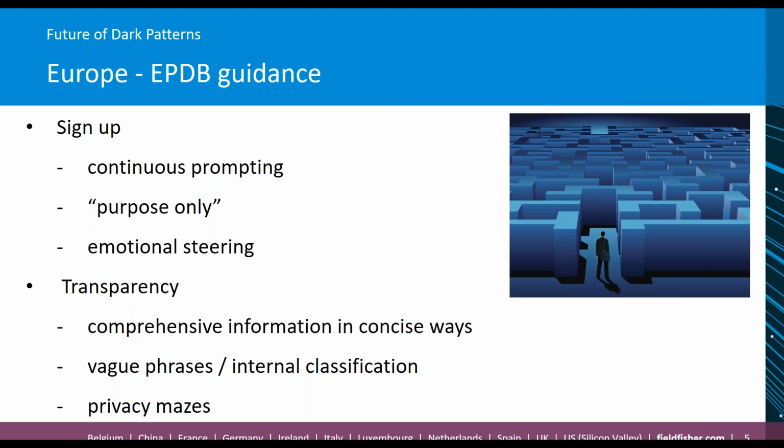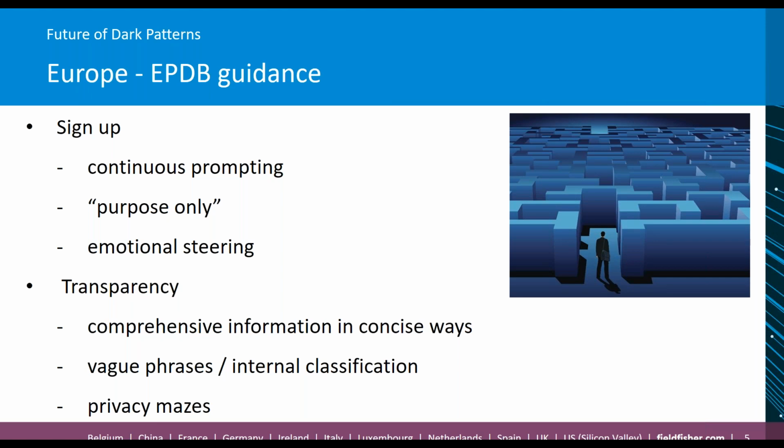And then on the transparency side, we know the regulators take transparency very seriously. They think it's absolutely fundamental to a lot of the other aspects of GDPR. And you have this paradox of having to give lots of comprehensive information in a very concise way. So again, they mention layered notices. They warn against vague phrases such as "your data might be used to improve our services", which is also very common. And then internal classifications which might not make sense to the average user.